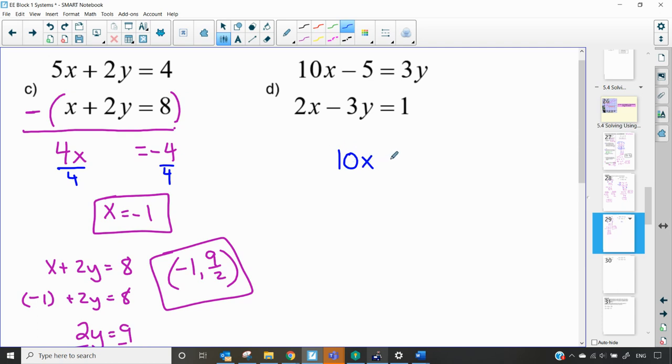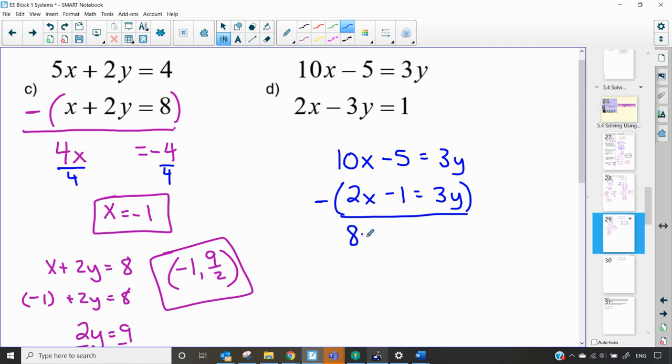So 10x minus 5 equals 3y. I'm not going to rearrange that one. The other one, I'm going to have 2x. I'm going to bring the 1 over, so minus 1 equals 3y. So order doesn't matter, it just matters that my variables are lined up. Now if I look here, I have a 3y and a 3y. They're the same sign, so I'm going to subtract. So 10 minus 2 is 8x. Negative 5 minus a negative 1.